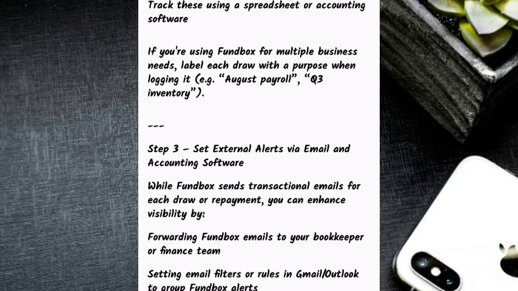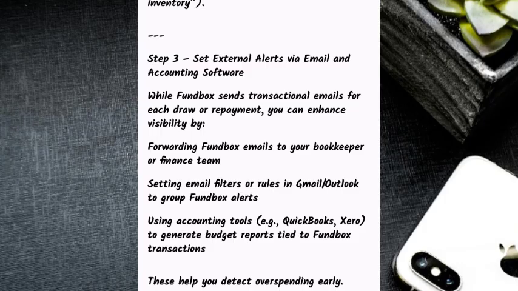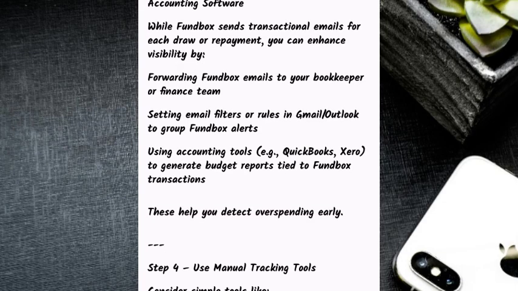Step 3 is to set external alerts via emails and accounting software. Now, while Fundbox sends transactional emails for each draw or repayment, you can enhance visibility by forwarding Fundbox emails to your bookkeeper or your finance team, and also by setting email filters or rules in Gmail or Outlook to group Fundbox alerts. You can also use accounting tools such as QuickBooks or Xero to generate budget reports that are tied to Fundbox transactions. Now, these help you to detect overspending much earlier.